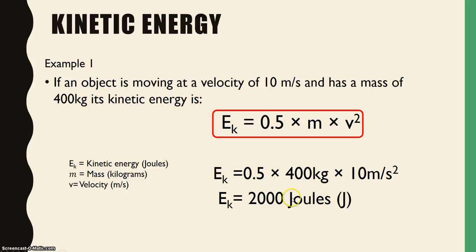We need to write a unit here. If we don't have a unit, we don't know what we're measuring. It could be 2000 kilometers, 2000 meters, but we need to write the correct unit, which is joules. That's why I'm making this point here.